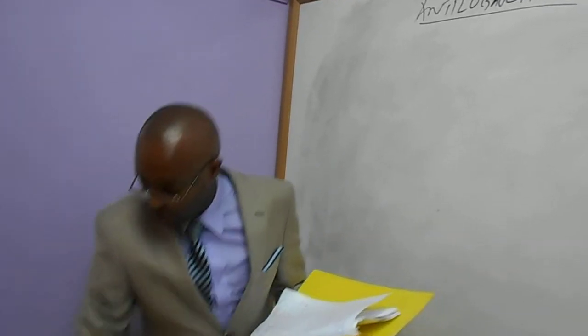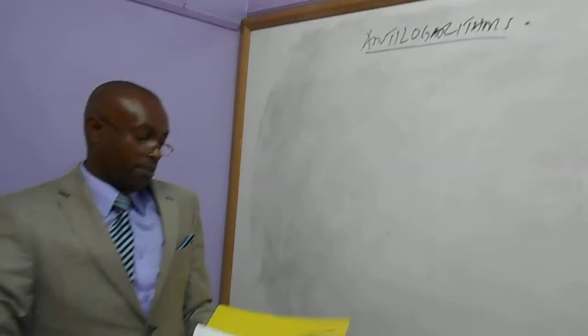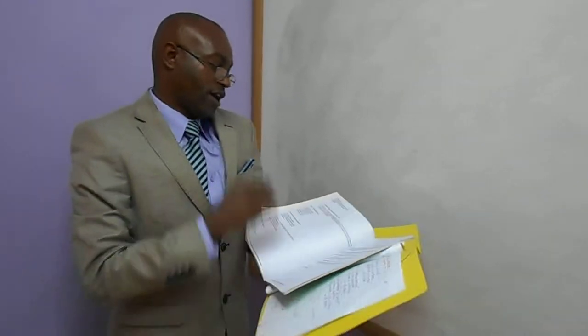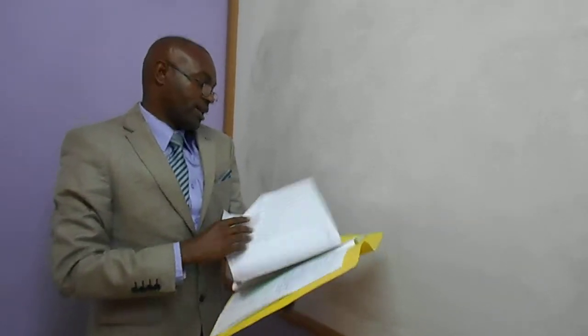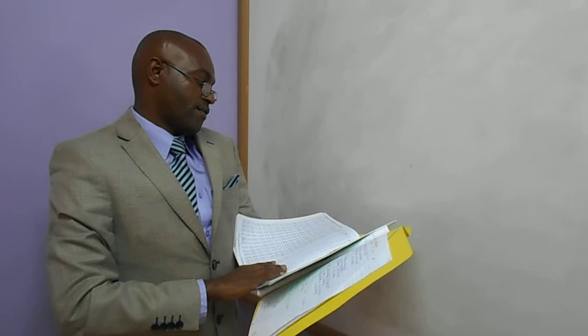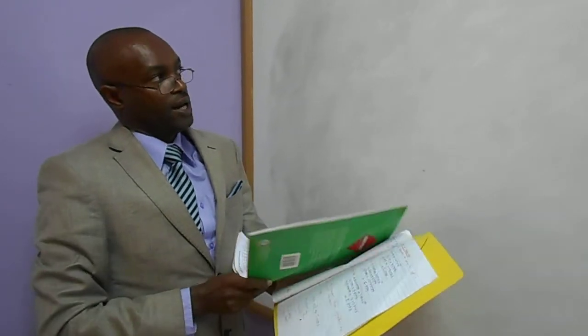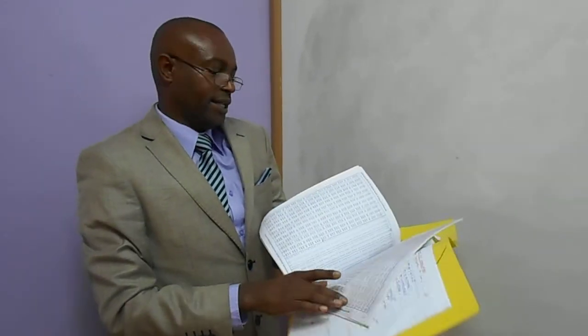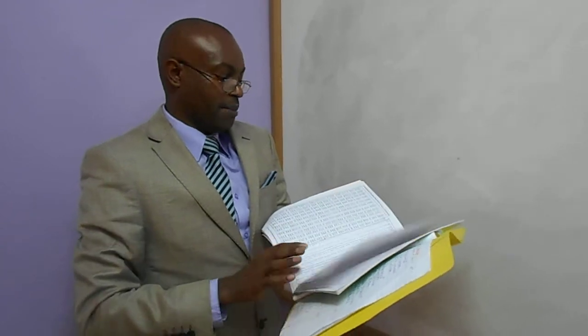And I want to bring your attention again to our mathematical tables, where you find a column of antilogarithms. Just after the column on logarithms, you have the column for antilogarithms, and that's the one you're going to use in finding the numbers whose logarithms are given.